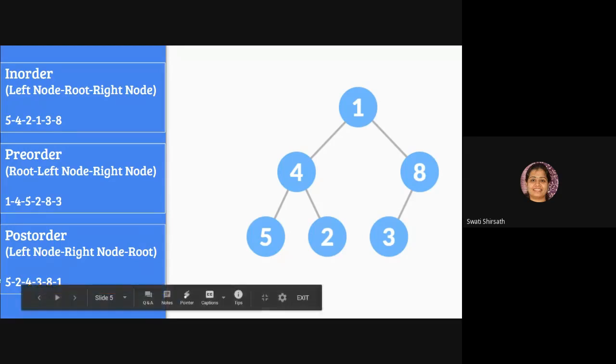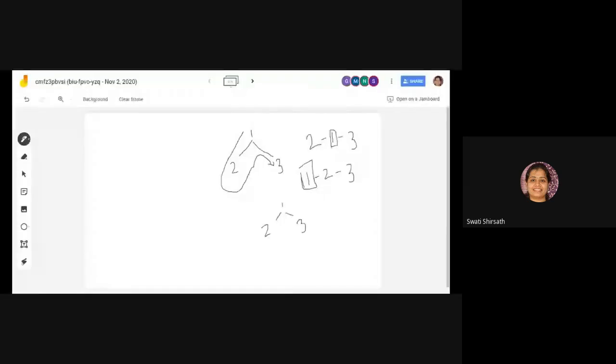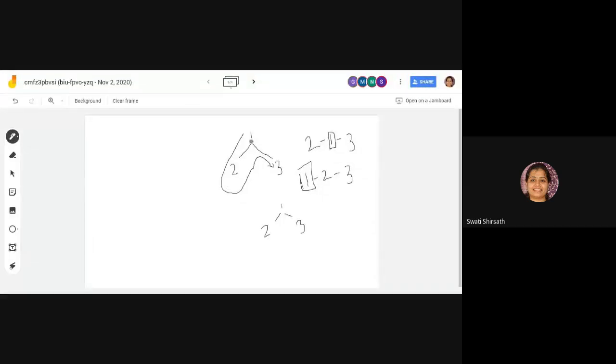Let's see on the whiteboard. So for this tree, how does it go? First we go to the left of the tree, so 2, then we go to 3, so 3, and then we go to root. So it is like this. Okay, so this is the way we traverse post order. Is there any doubt?